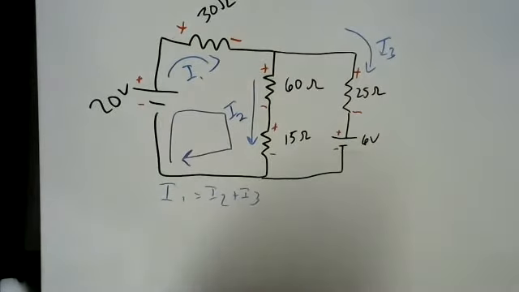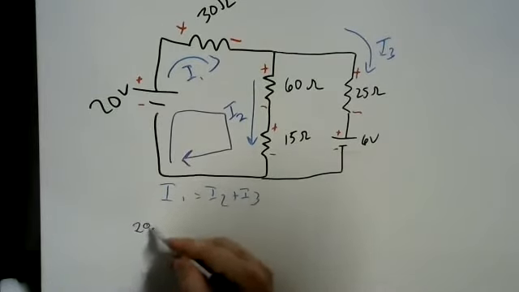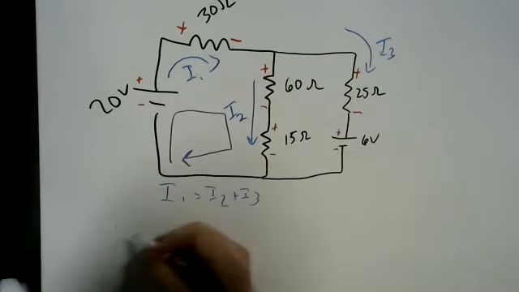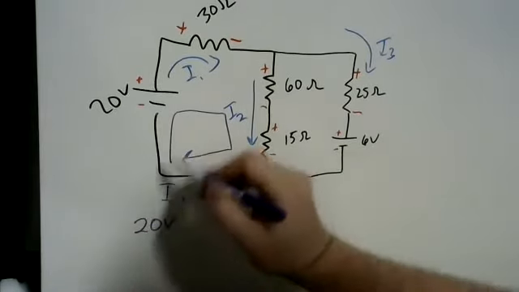So what we're going to do is take the loop that goes this way around, the left loop, and we're going to start at this corner. And what we do is we go from negative to positive. And there's 2 ways to do this. What I would do is, if we go from negative to positive, you get a positive number. And if you go from positive to negative, you get a negative number. All right? So what we would get is positive 20 volts.